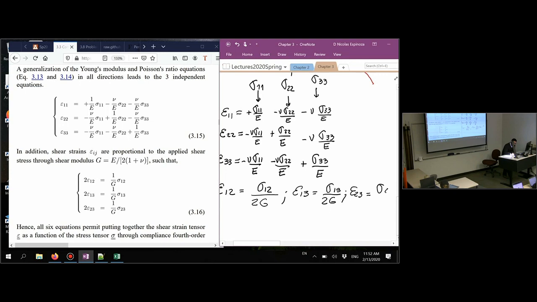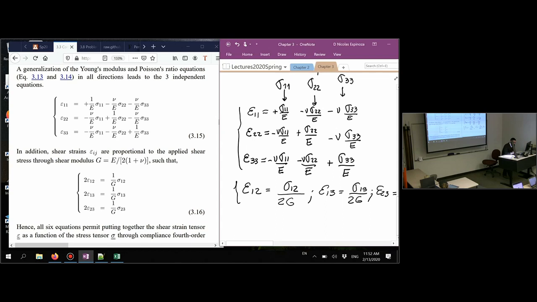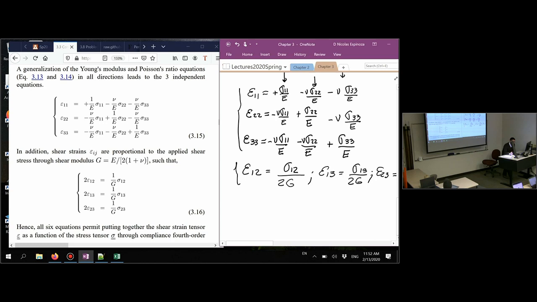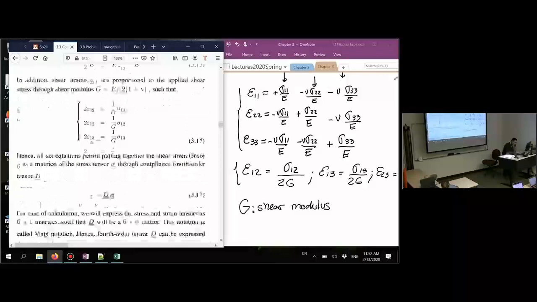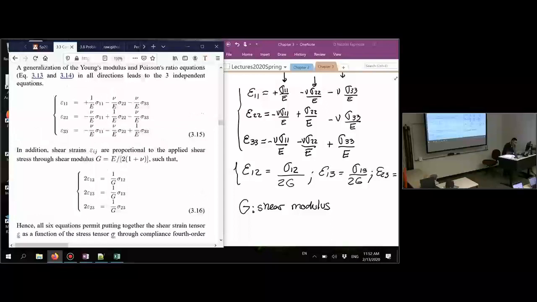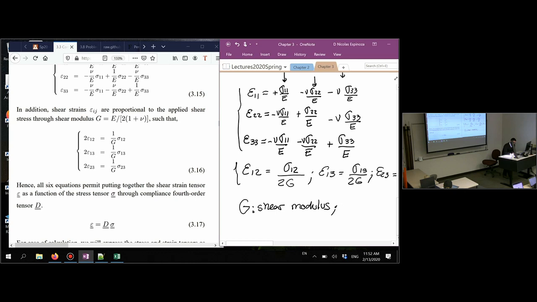divided by 2 times G, where now we have a new parameter, although it's not really new, this parameter G. G is the shear modulus, and you can demonstrate, I'm not going to do it here because it takes some time and you have to use some more circles, but you can show that G is actually a combination of the Young modulus and the Poisson ratio. So if you measure those two, you already know what the shear modulus is.